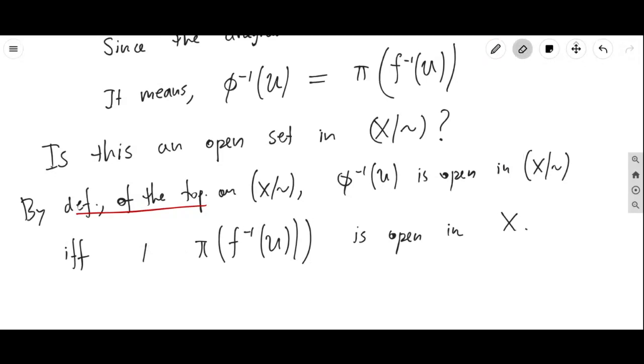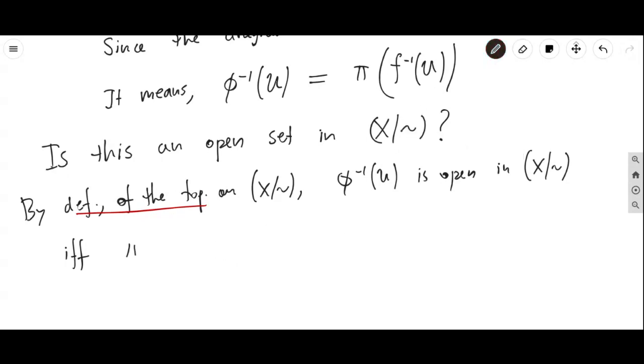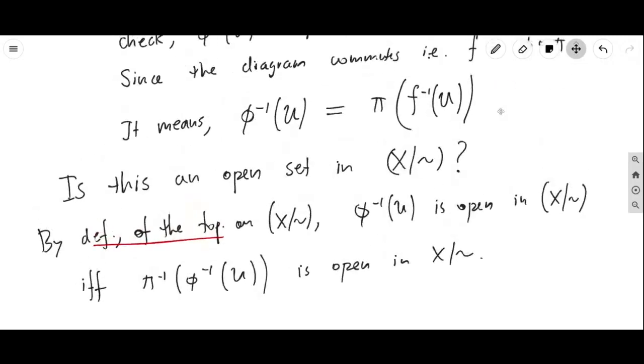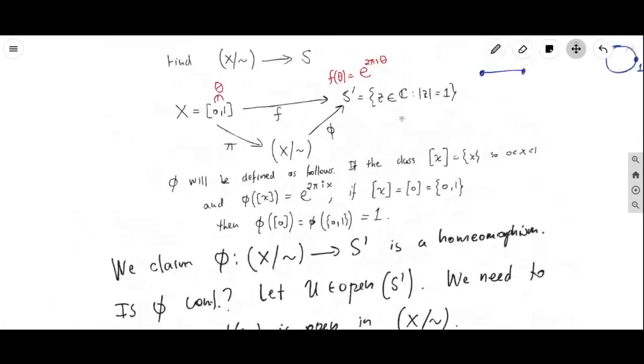Sorry about that. Let me do this again. This is confusing. So this is open in the quotient if and only if pi inverse of phi inverse of U is open in X, right? So let's see what that is in this picture.